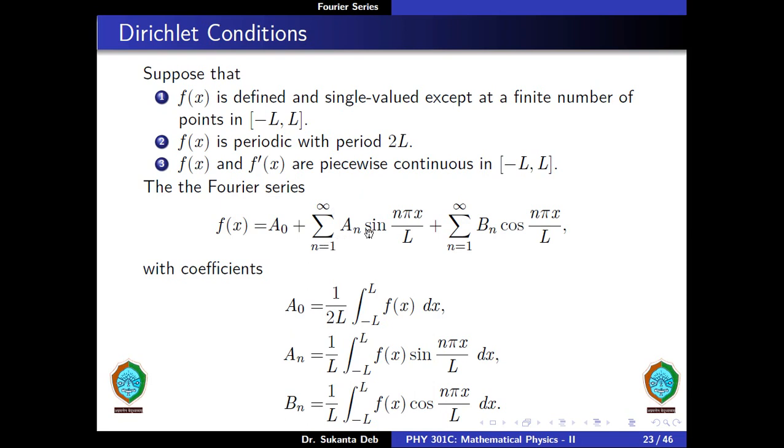Then the Fourier series of f(x) is equal to a naught plus summation over n equal to 1 to infinity a_n sin(n pi x by l) plus summation over n equal to 1 to infinity b_n cos(n pi x by l), with coefficients a naught equal to 1 by 2l integral from minus l to l f(x) dx, a_n equal to 1 by l integral from minus l to l f(x) sin(n pi x by l) dx, and b_n equal to 1 by l integral from minus l to l f(x) cos(n pi x by l) dx.